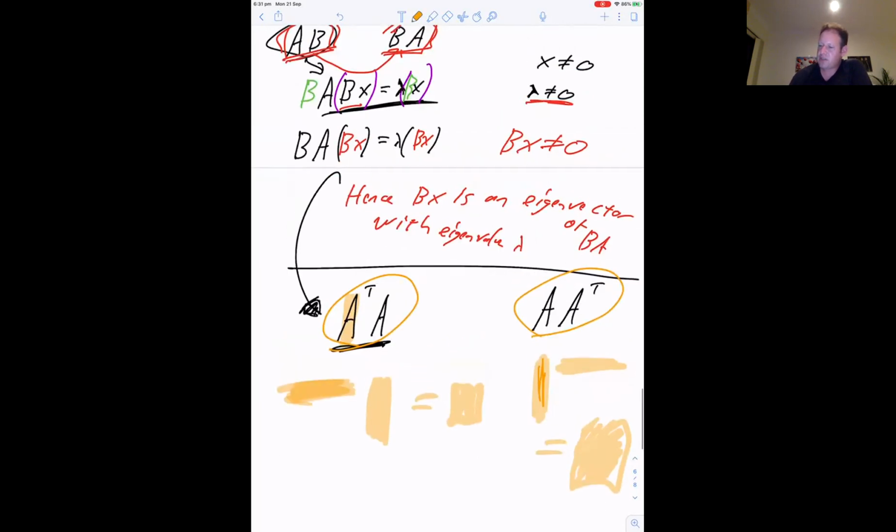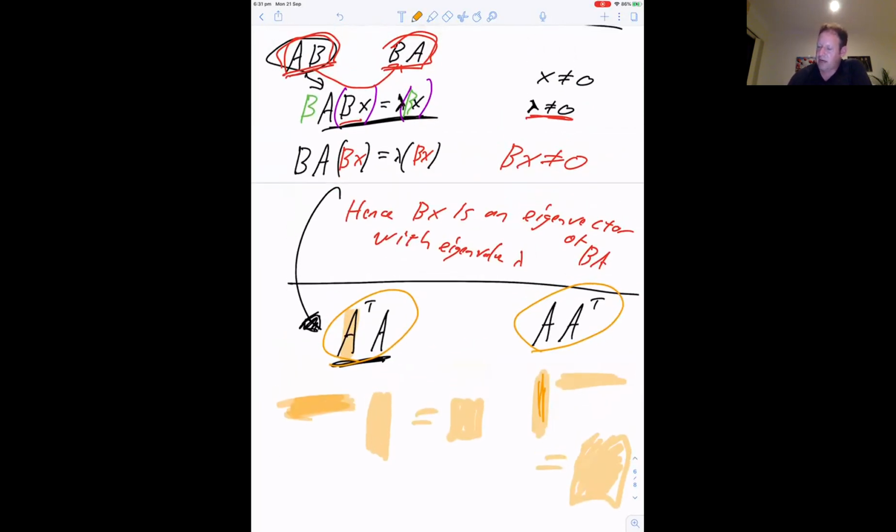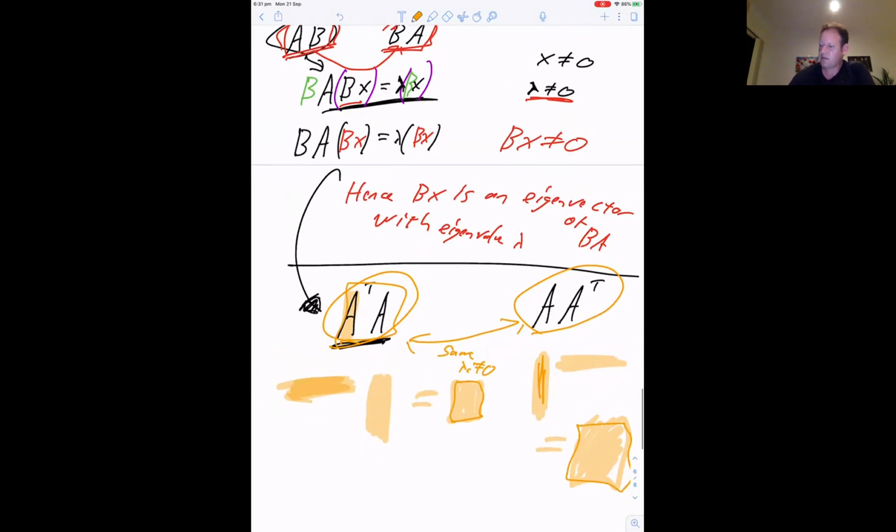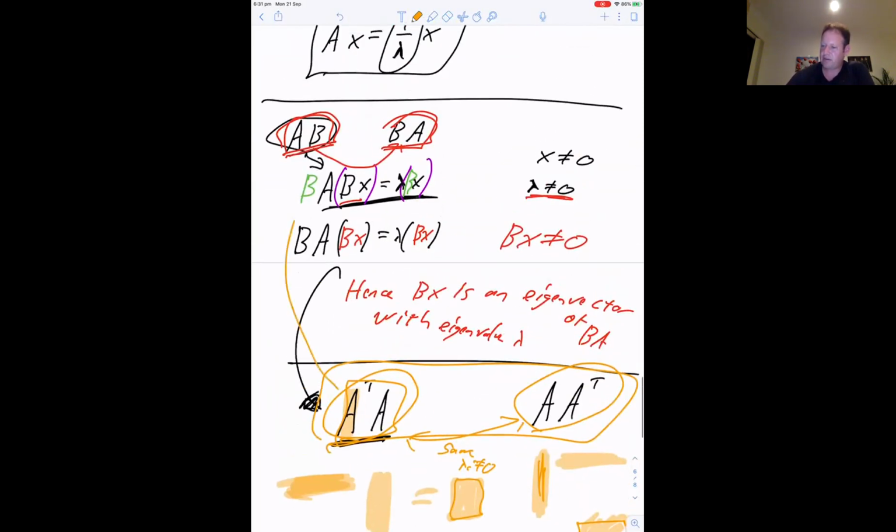Now, we've just shown that these two have the same non-zero eigenvalues, the same lambda_i not equal to 0. It might be that for one of them there are no zero eigenvalues, and for the other there are a lot. Often for this one there'll be no zero eigenvalues because it will be full rank, and this one is kind of too big, so it has some zero eigenvalues. But they have the same non-zero eigenvalues. Okay, so that's an application of this.